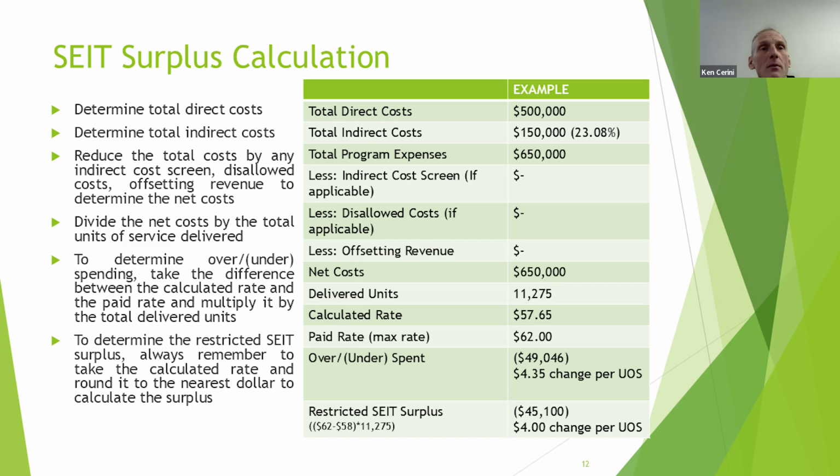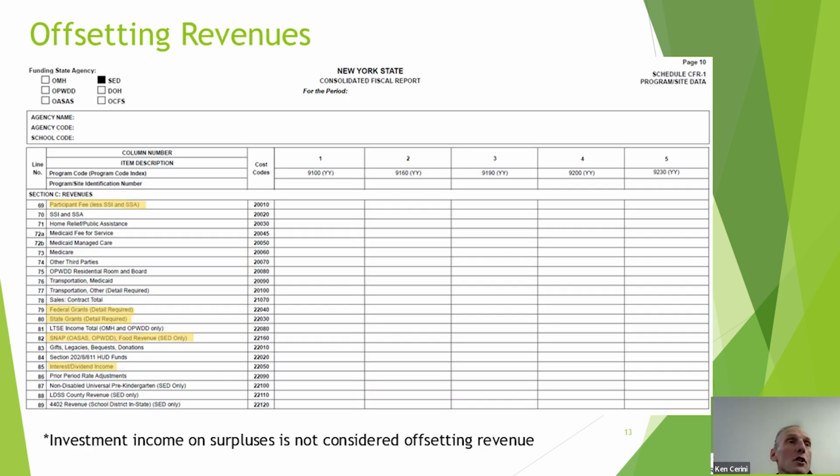The CEIT surplus, and we'll talk about this a little bit more later, can be used to offset future CEIT over-expenditures, or you can use it to offset tuition-based program over-expenditures or non-direct care screens. I mentioned offsetting revenue. You can see here just some examples of it. Some of the participant fees would typically be within your 9160 program, where you have your typically functioning kids in the classroom. You could have federal grants, any grant funds.